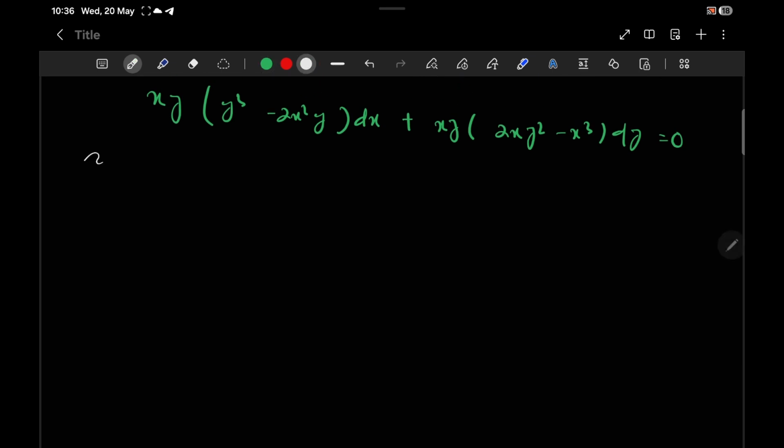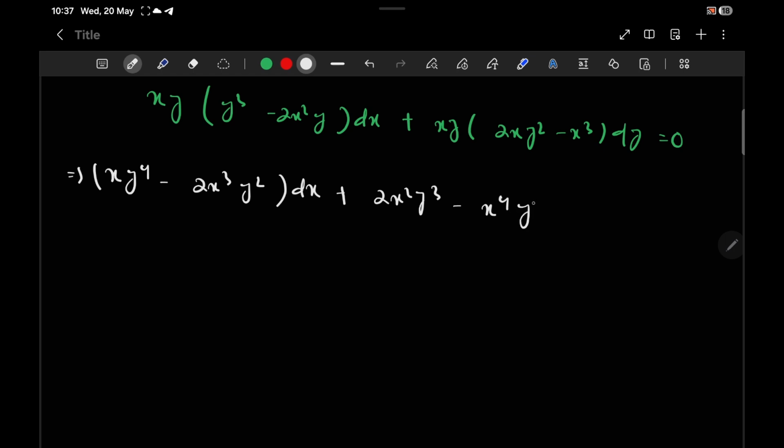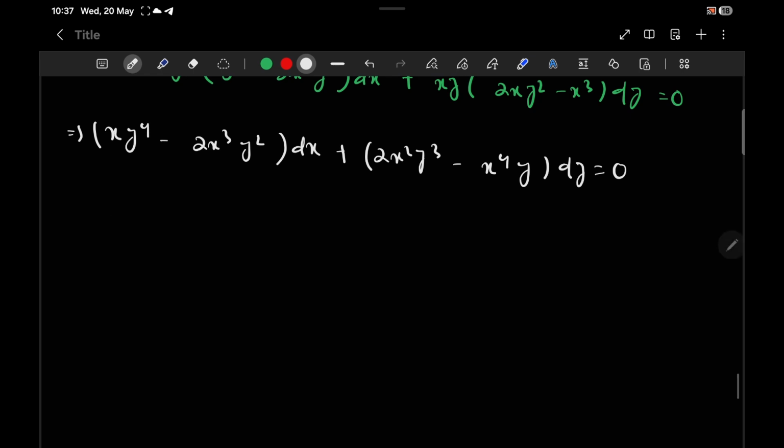So now that becomes (xy^4 - 2x^3y^2) dx + (2x^2y^3 - x^4y) dy = 0. So this is an exact equation, so we can use the formula directly. (xy^4 - 2x^3y^2) dx, where y is constant. By the way, this is M and this is N, right?